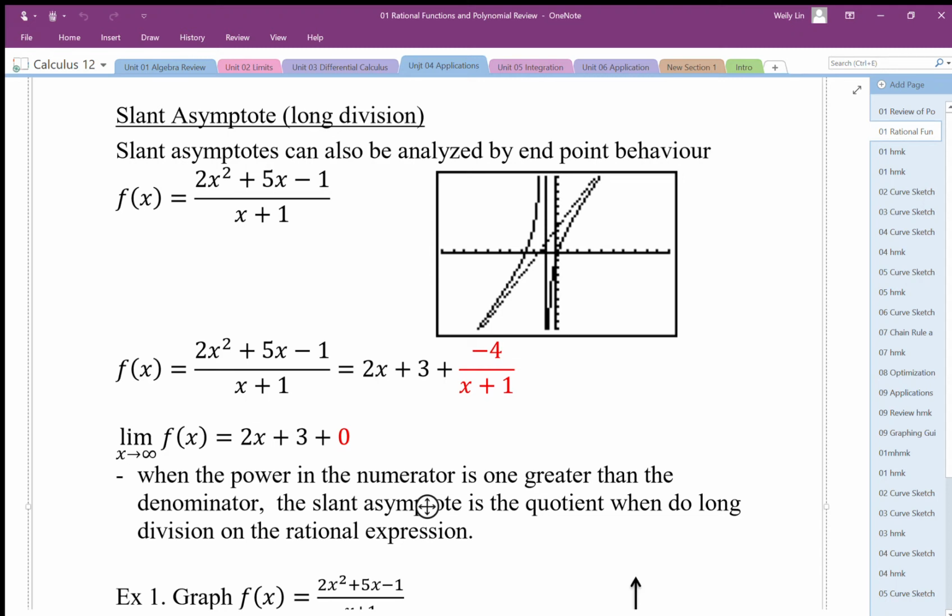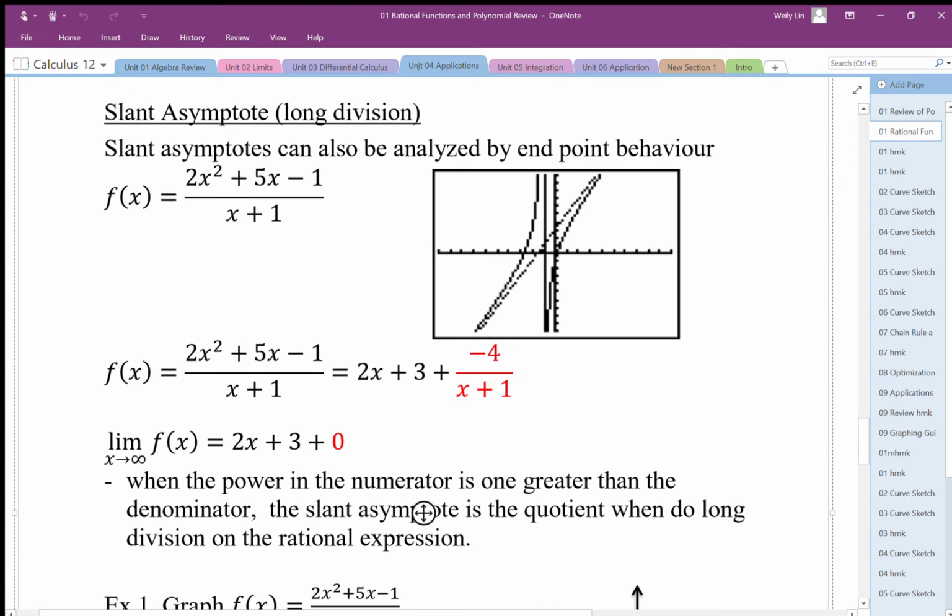Okay, so looking at the slant asymptote problem, we find the slant asymptote through long division. In this case, the vertical asymptote is going to be at x plus 1. But if I want to know how this graph is behaving as x gets really large, or the end behavior, what we can do is division on here.